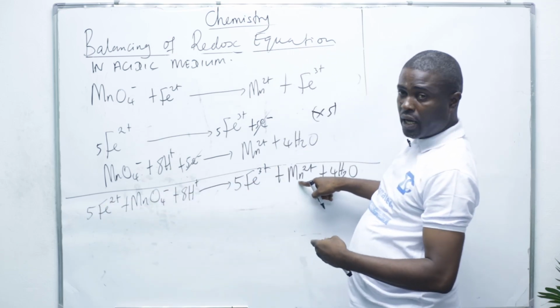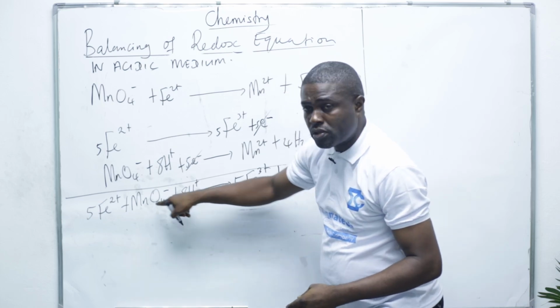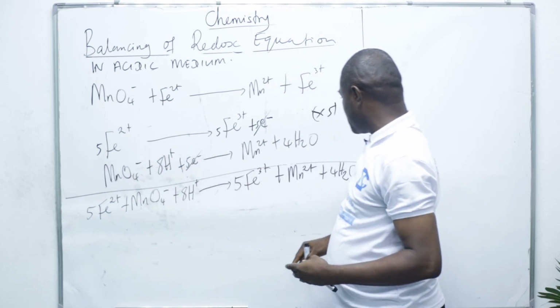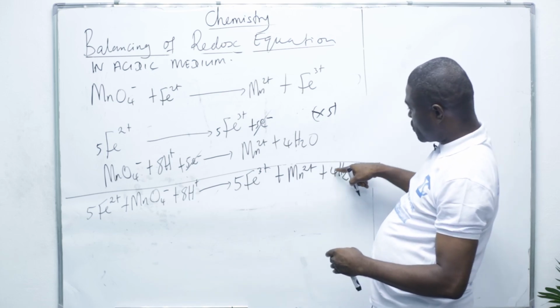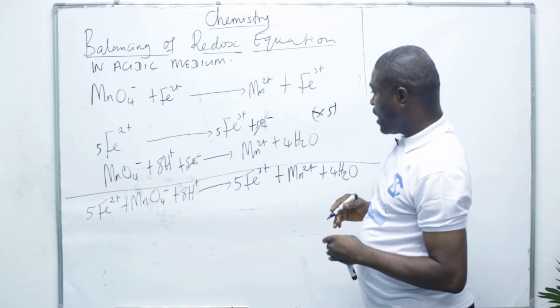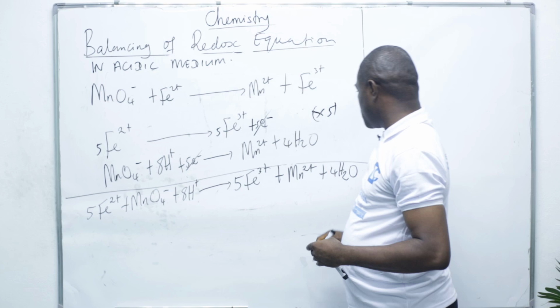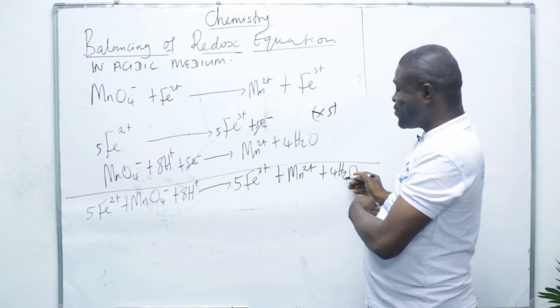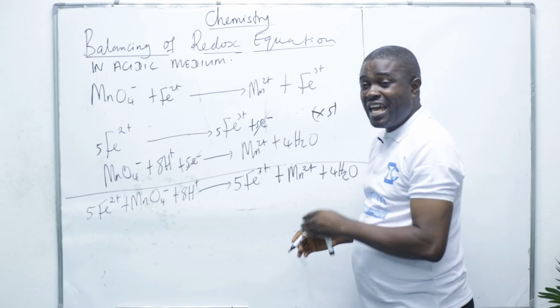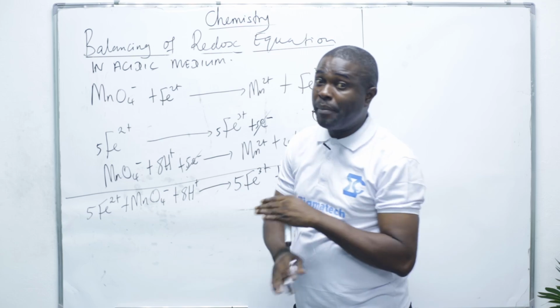Manganese, only 1 here at my right hand side. Let me move to oxygen. Oxygen, I have 4 atoms at my left hand side. Of course, you know that this 4 concerns everything here. So oxygen here is also 4 at this side. How many hydrogen do I have at this side? 8 atoms of hydrogen. Let us check this side. I have 4 times 2, which is what? 8. Everything about atoms, the left hand side and the right hand side are balanced.